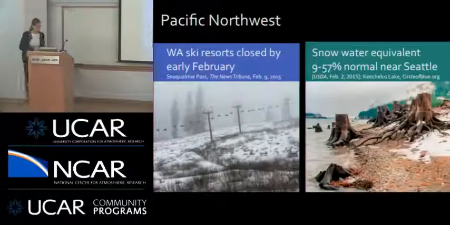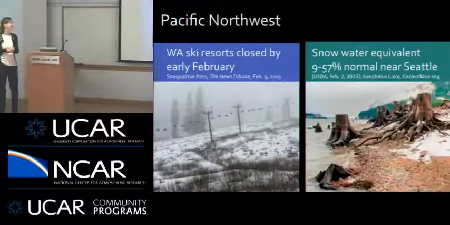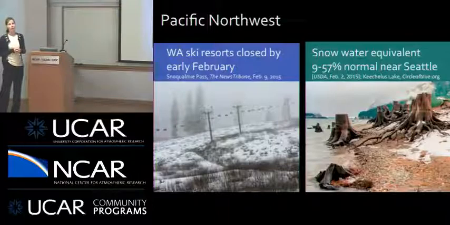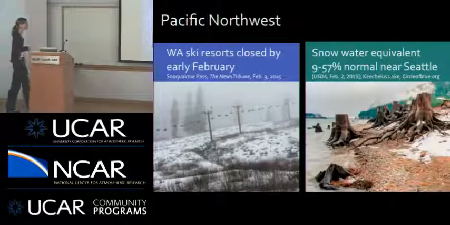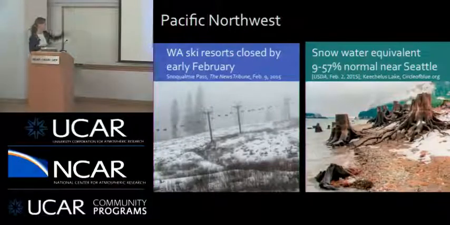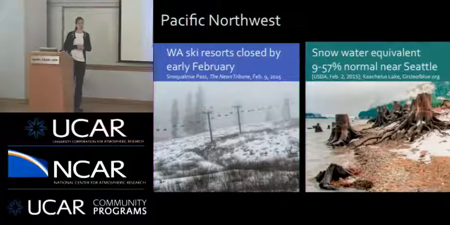So after earning my PhD in 2014, I went out to Seattle to work at the University of Washington, right in time for the 2015 warm and dry winter that was dominated by the blob, which was these very anomalous warm sea surface temperatures in the North Pacific. And the results of the blob are really illustrated here. The ski resorts in Washington simply couldn't stay open that year. Most of them were closed by early February, and also the water reservoirs that feed the city of Seattle were far below normal.